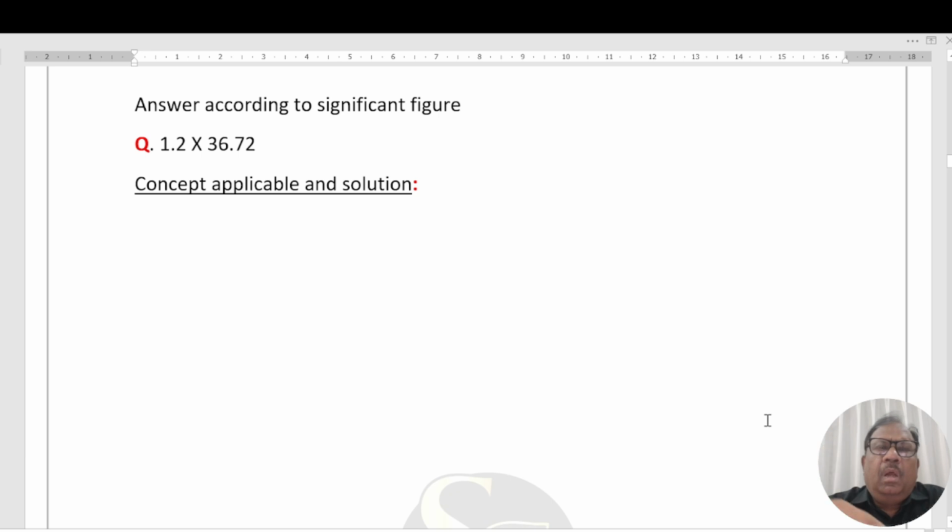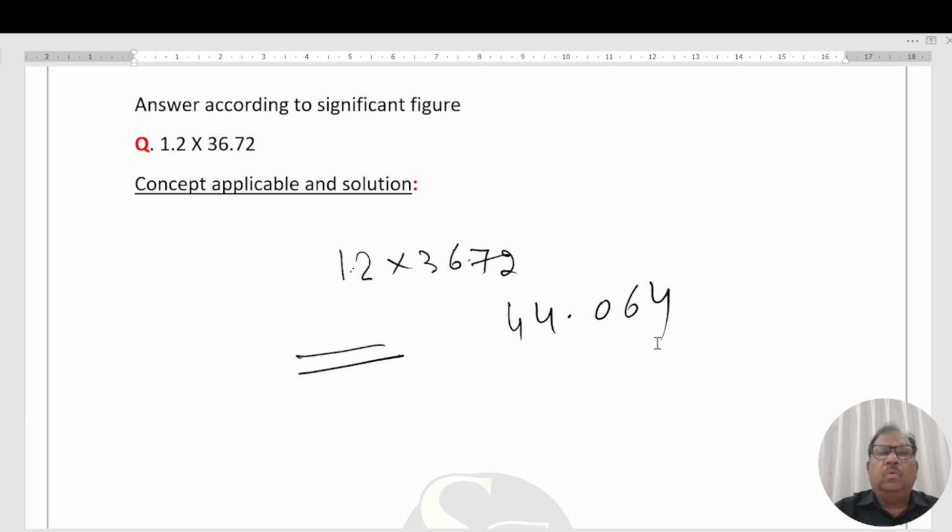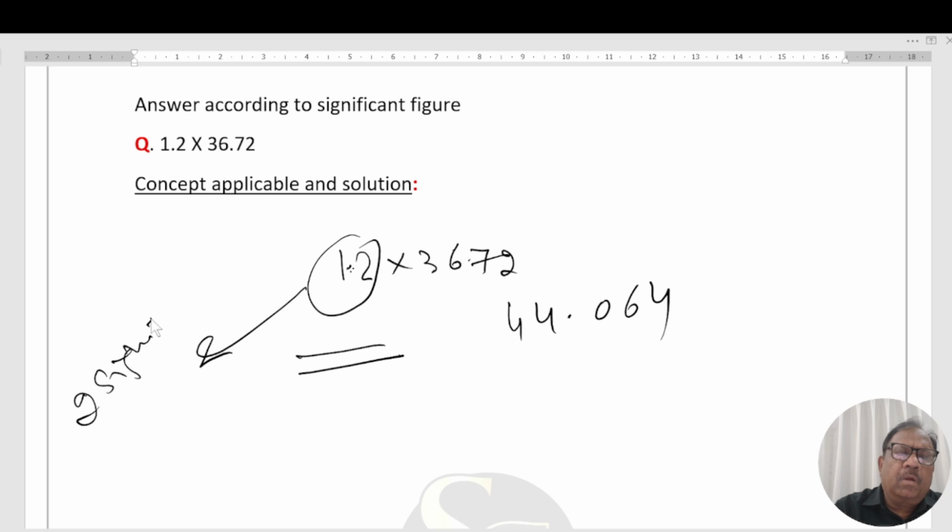Question is, answer according to the significant figures. 1.2 multiplied by 36.72. Its answer comes out to be 44.064. Now, this has two significant figures. This has three significant figures.